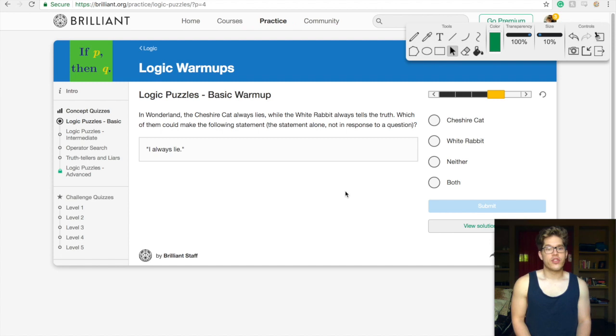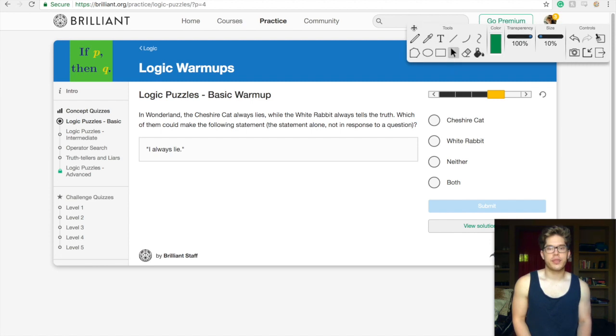In Wonderland, the Cheshire cat always lies, while the White Rabbit always tells the truth. Which of them could make the following statement? I always lie. Alright, so this is the exact opposite of our first problem with elves and orcs. In elves and orcs, we learned that either an elf or an orc could say the statement, I always tell the truth. And this is the exact opposite statement. So how will this affect? We have our Cheshire cat, who always lies, and we have our White Rabbit, who always tells the truth.